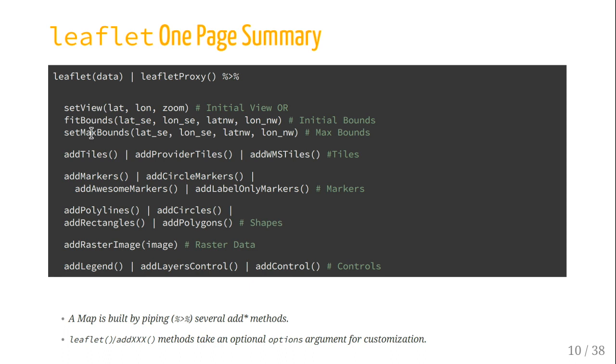Set view, fit bounds, set max bounds allow you to set the area that is going to be visualized: the latitude, longitude, the zoom level of the map. Add tiles, add provider tiles, add WMS tiles allow you to add the base map tiles that are going to be shown. Markers allow you to show various points. Polylines, circles, rectangles, polygons are very self-explanatory. That's what they show. Raster image allows you to display rasters. And then you have certain controls, like you can add legends, you can add layer controls. I'll show you some examples of that. So essentially that's what it is. It's fairly straightforward, fairly easy, fairly intuitive. This is that one slide you'll need to know if you want to work with Leaflet.